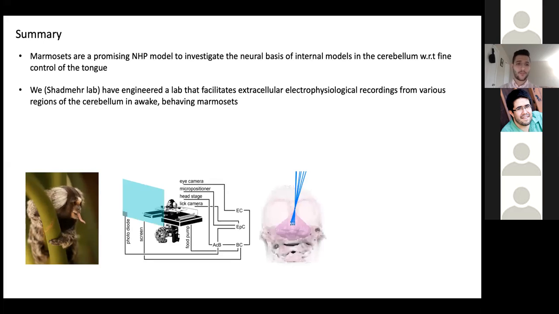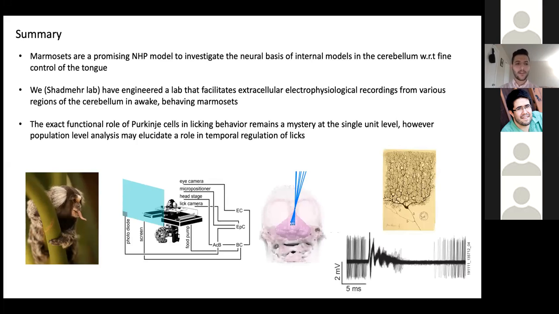At the Shadmehr lab, we've developed a setup that facilitates extracellular electrophysiological recordings from various regions of the cerebellum in awake behaving marmosets that are making saccades and licking, behaviors that we're having them do right now. And really the exact functional role of Purkinje cells in licking behavior remains fairly mysterious when looking at it from the single unit level. However, perhaps population level analysis may elucidate a role in, say, temporal regulation of licks, for instance. And that's something that I would like to get into a little bit later on.